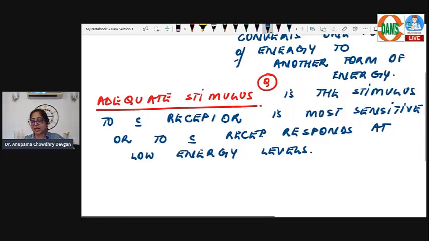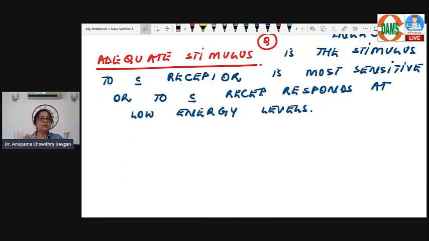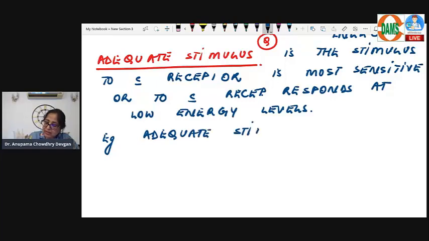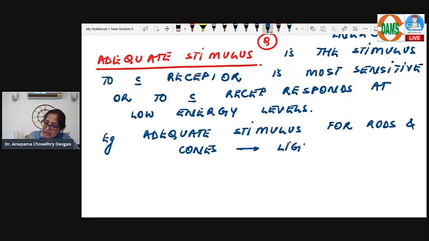What is adequate stimulus? Adequate stimulus is the stimulus to which a receptor is most sensitive, or to which a receptor responds at low energy levels. For example, like I told you, the adequate stimulus for rods and cones is light and not pressure.